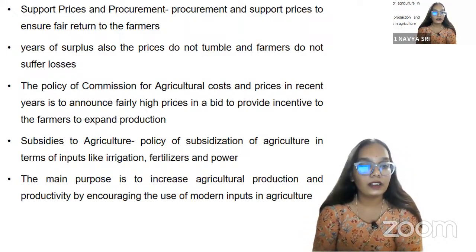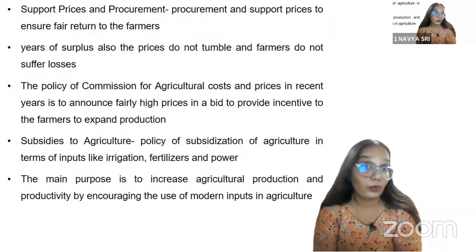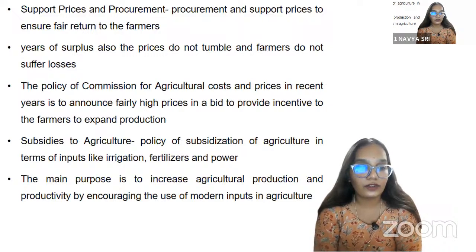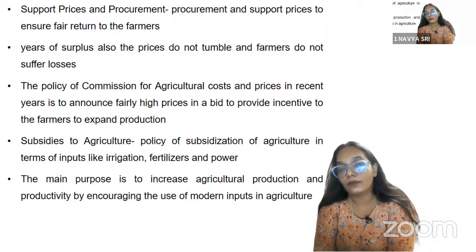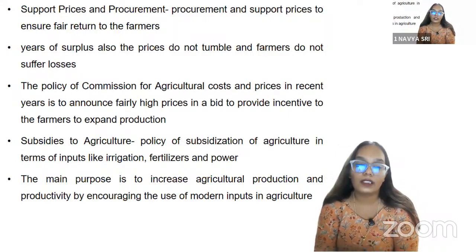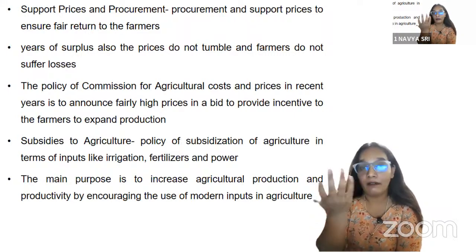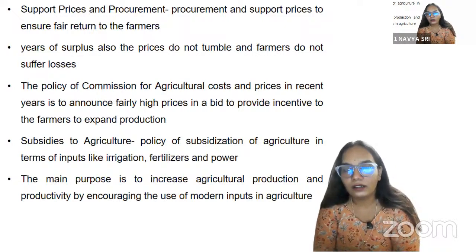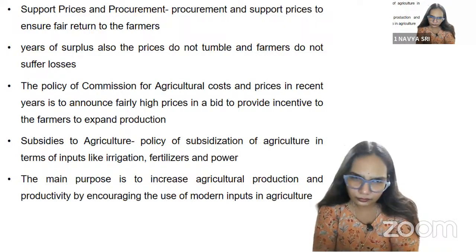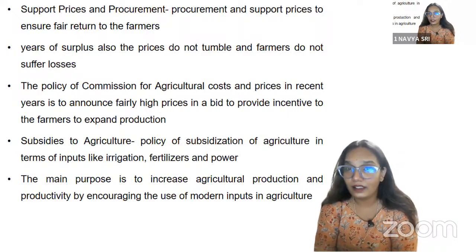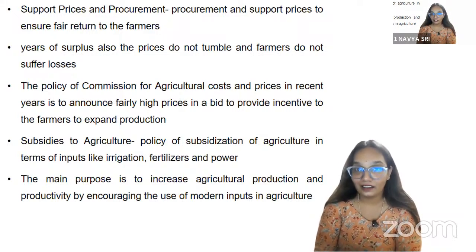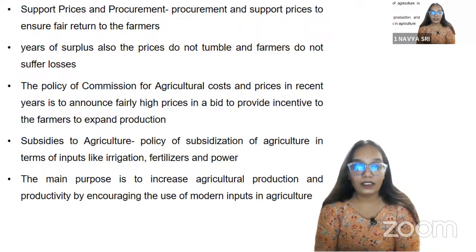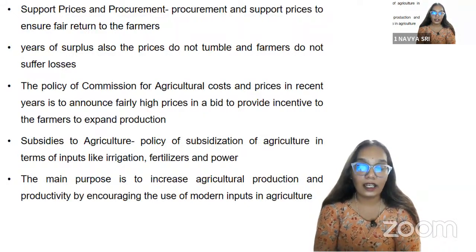Okay. Then subsidies to agriculture. This is the next point. The policy of subsidization of agriculture in terms of inputs like irrigation, fertilization, and power. So subsidies are given in terms of what? Fertilizer subsidies, irrigation facilities, or power. We all know that free electricity or a continuous supply of electricity to the farmers could make or break your vote bank. We have all seen this in the governments that have come up in our Telugu states. So: subsidies on fertilization, irrigation, and power supply.